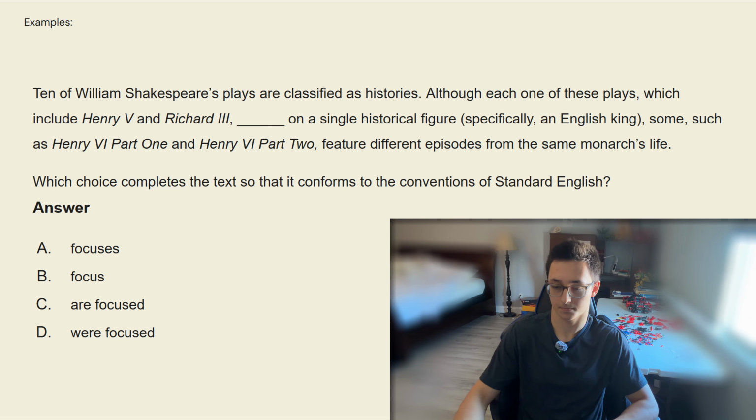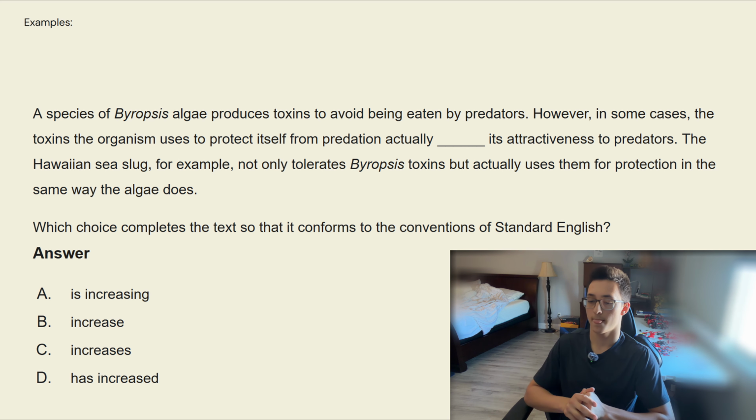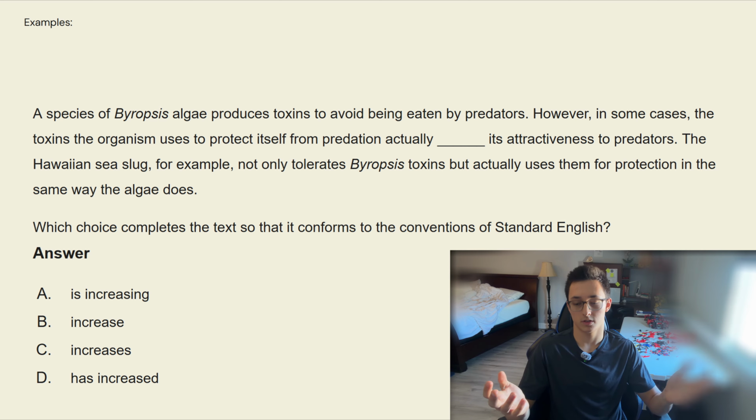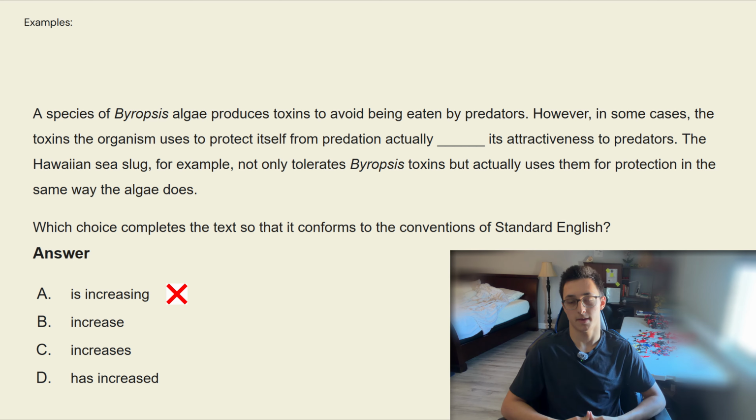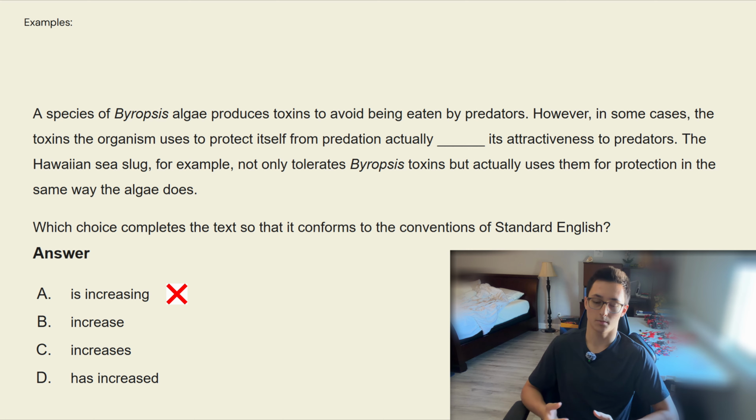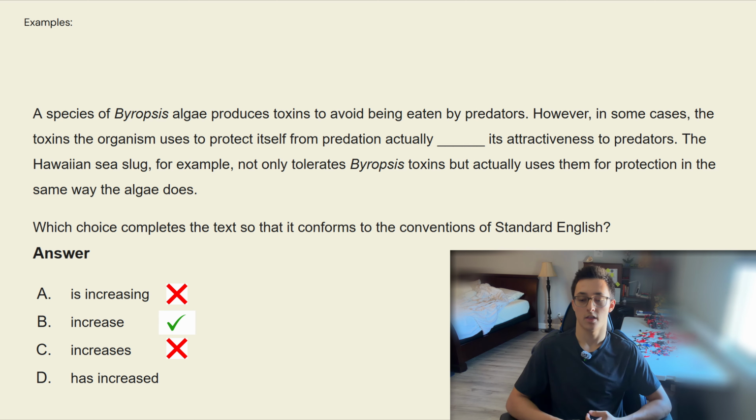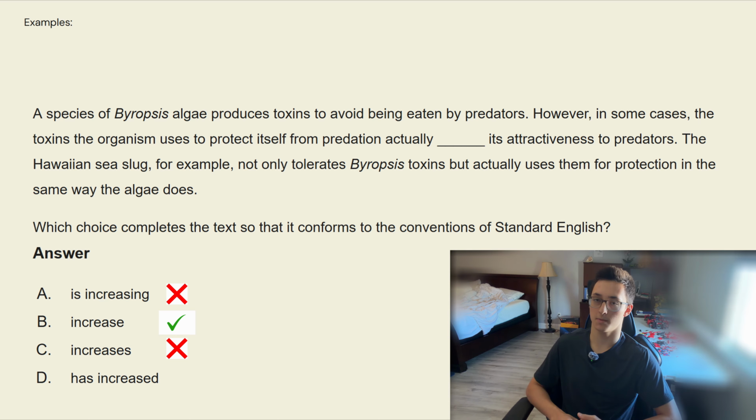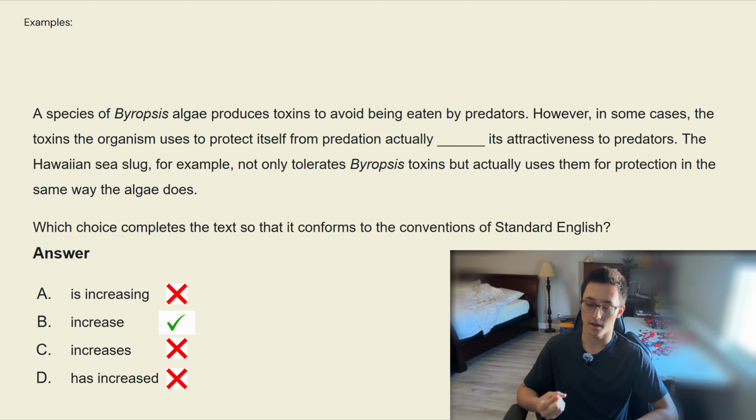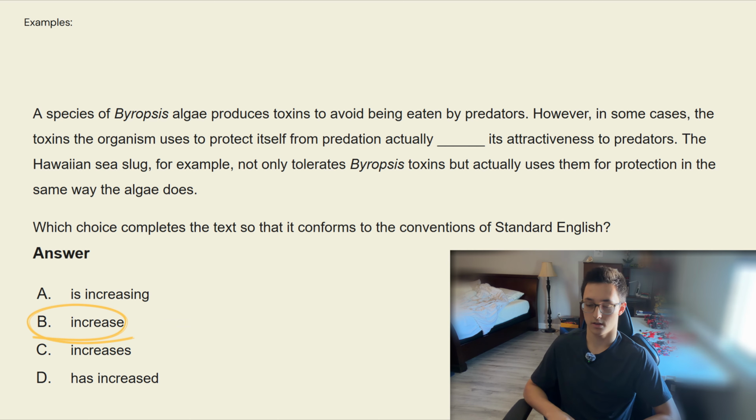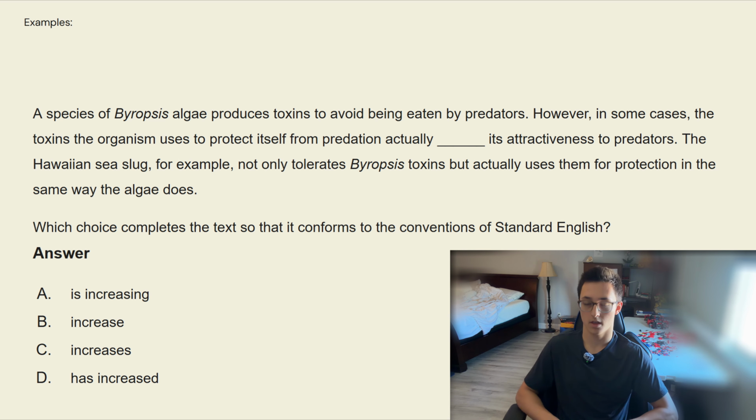Let's move on. Conventions of Standard English, we see different forms of the verb in the answer choices. So, let's use they again. They is increasing. Doesn't make sense. They increase. Makes sense. They increases. Doesn't make sense. They has increased. Doesn't make sense. So, only one of them did make sense, and that's B. So, since the other three didn't make sense, they were not correct.